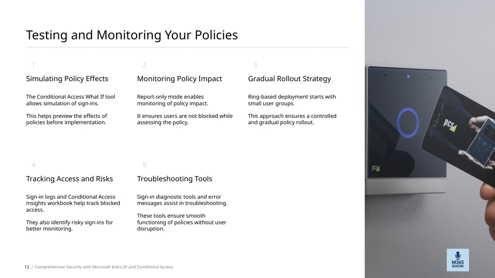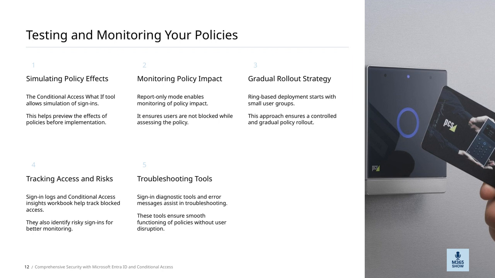Moving on, a cautious approach to deployment is essential. That's where ring-based deployment comes in. Starting with small user groups allows us to control the rollout and observe how policies perform before expanding further. This gradual approach minimizes risks and ensures stability. We also have the report-only mode, which is a great way to monitor policy impact without actually blocking users. It helps us assess how policies will behave in real-world scenarios without affecting user experience.